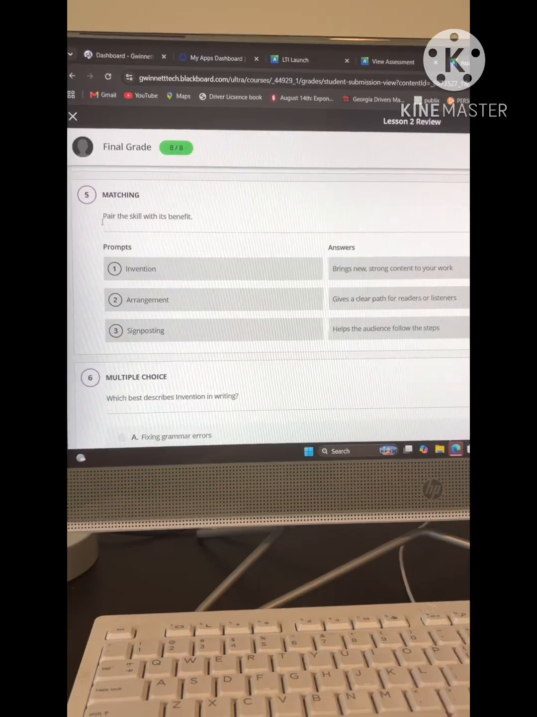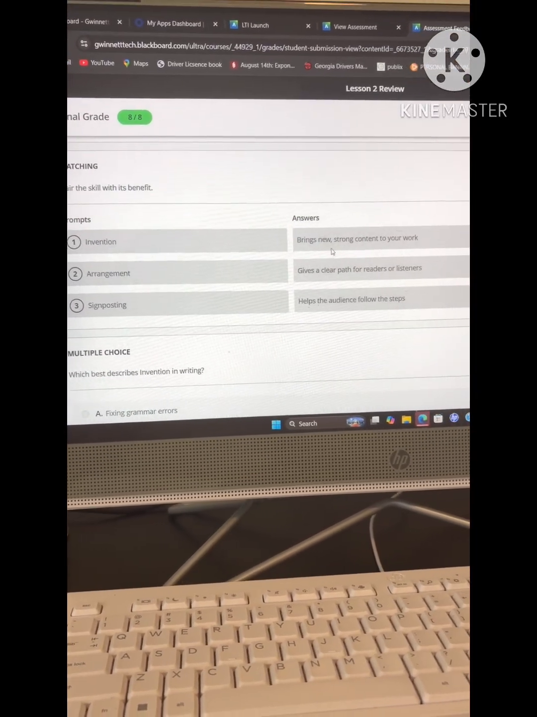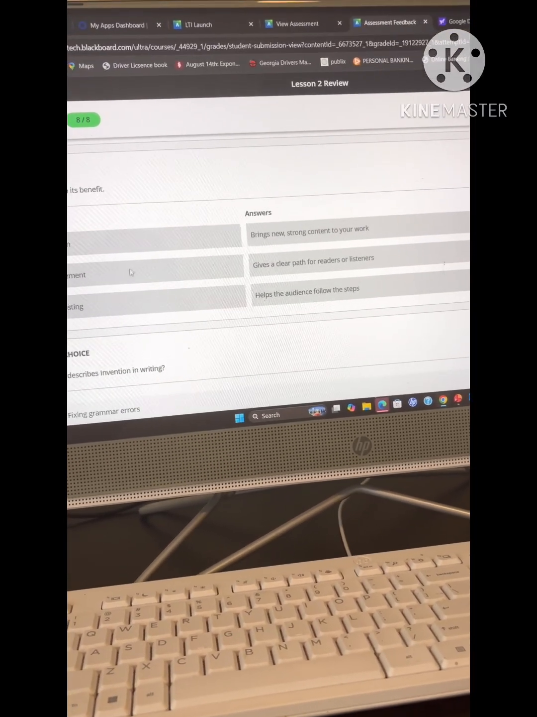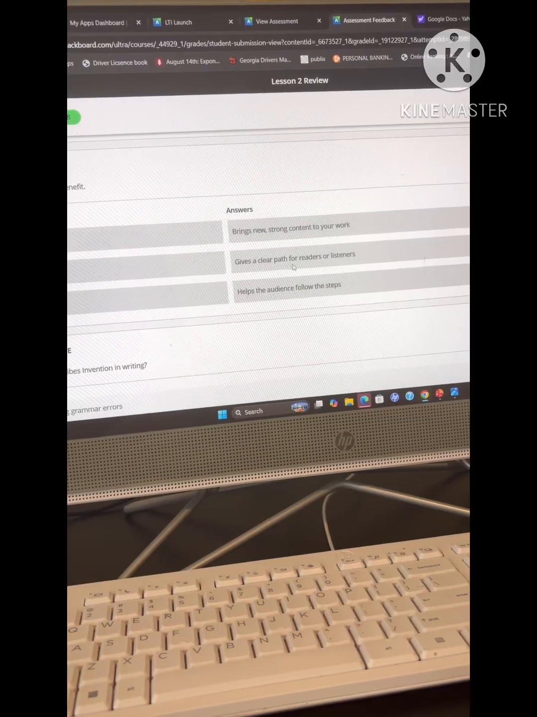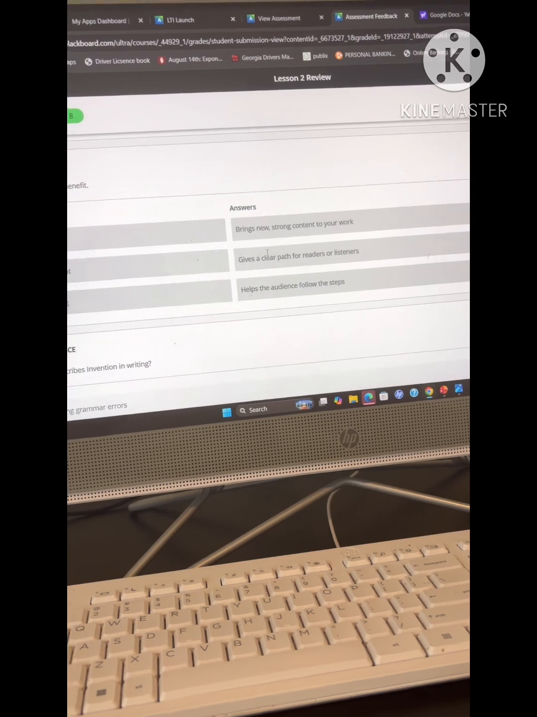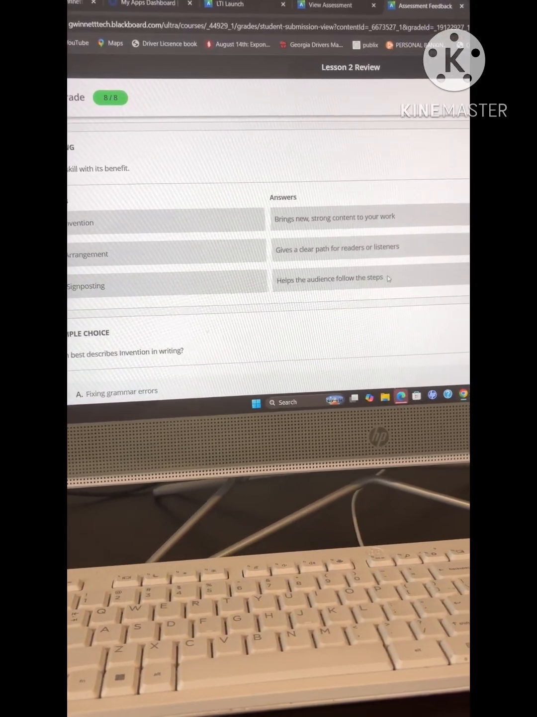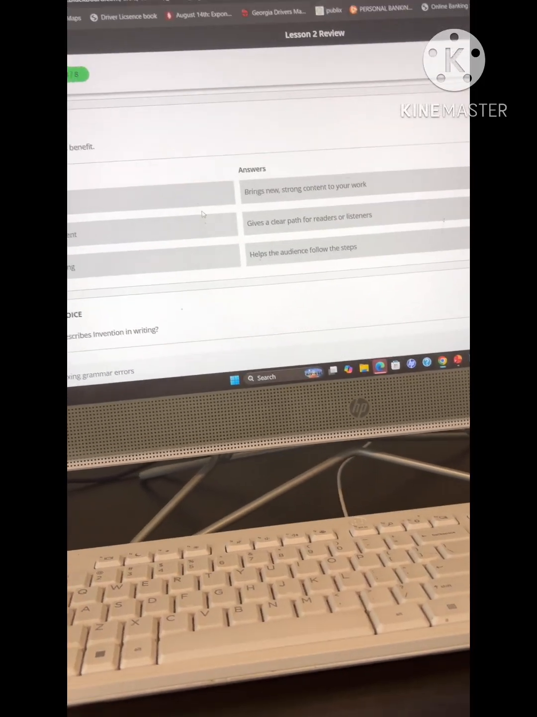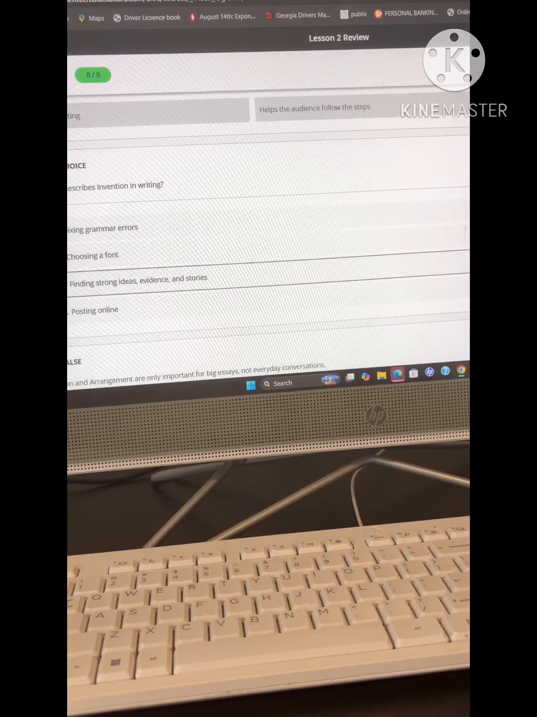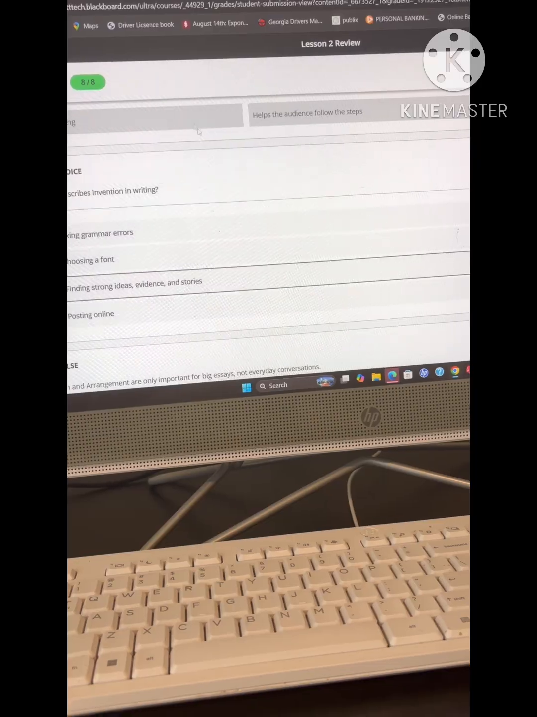Number five is matching. Pair the skill with its benefit. Number one is invention, and I put bring new, strong content to your work, which is self-explanatory. Arrangement gives a clear path for readers and listeners, or for short, organization. And then number three would be signposting, helps audience follow the steps, just like you follow a stop sign and it tells you to stop. You're following the steps. And then number six, multiple choice, which best describes invention in writing? I chose finding strong ideas and evidence in stories.